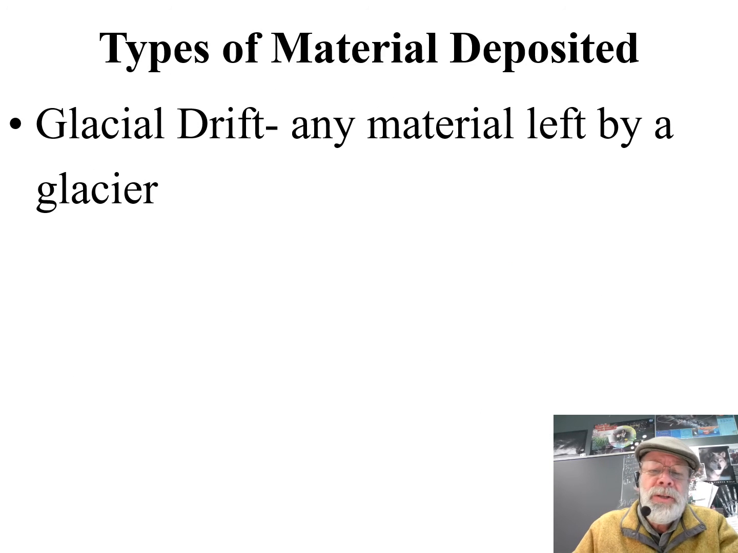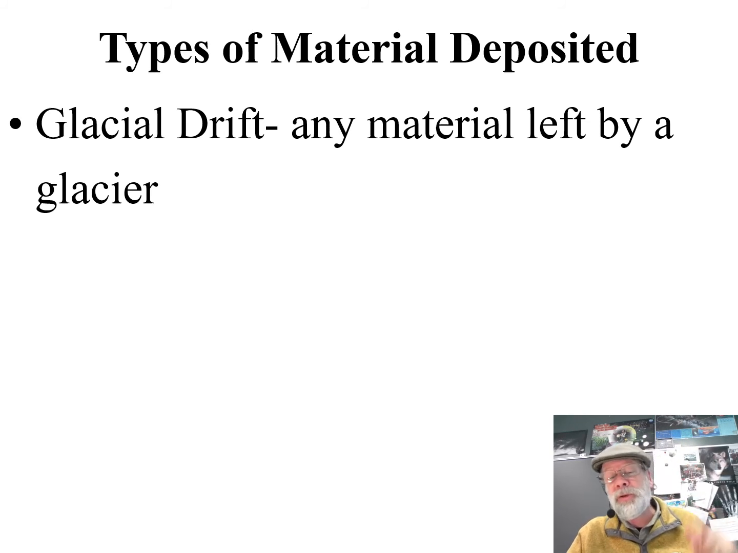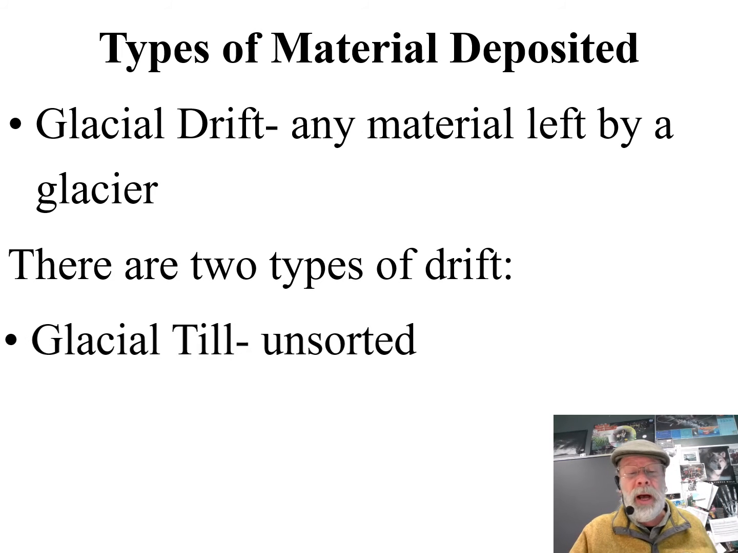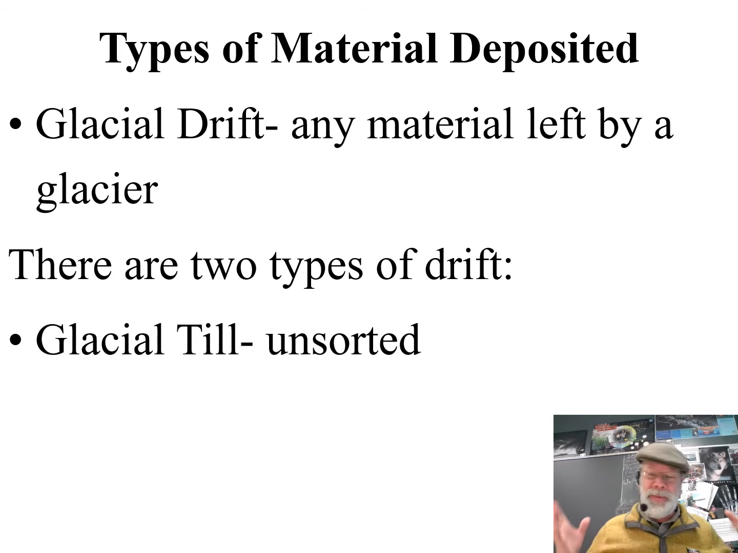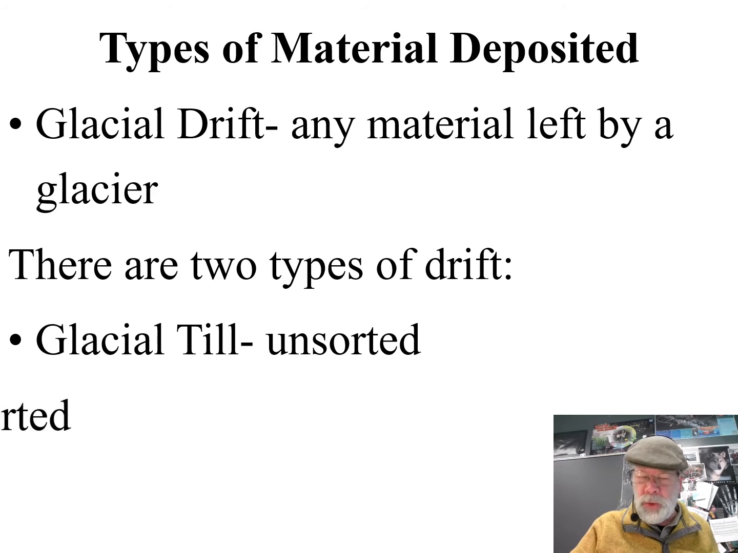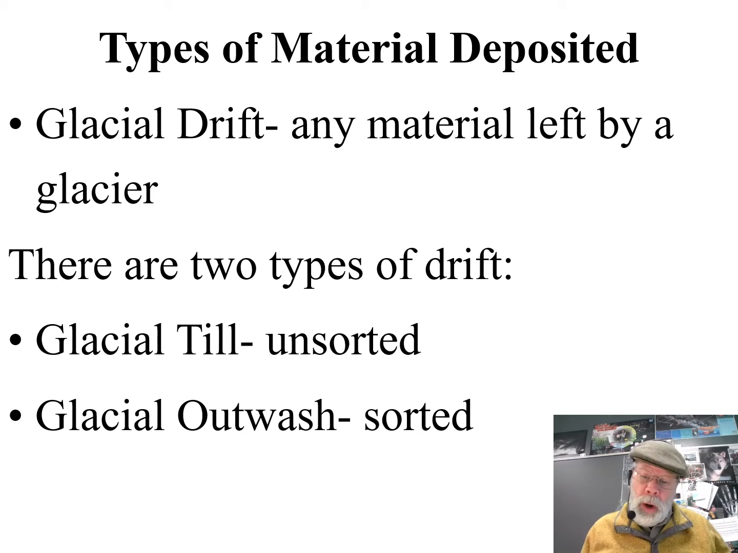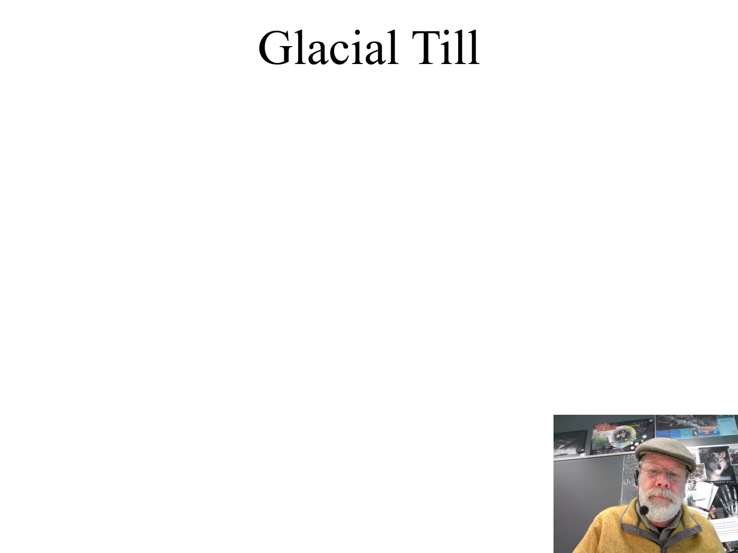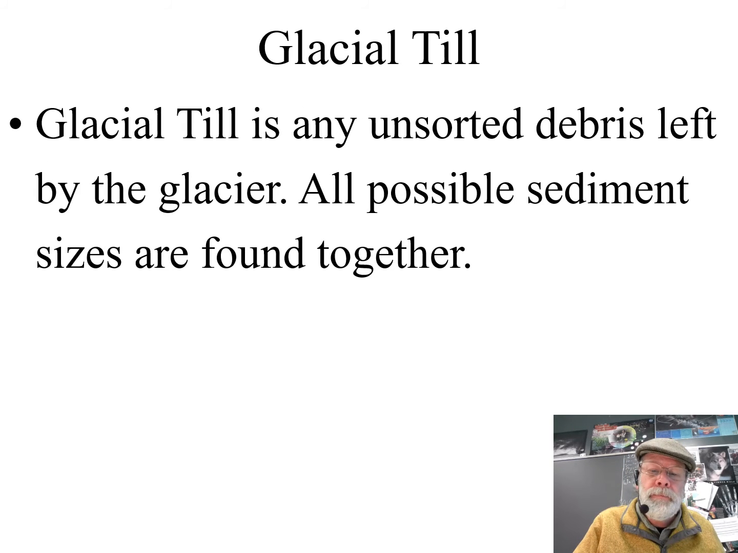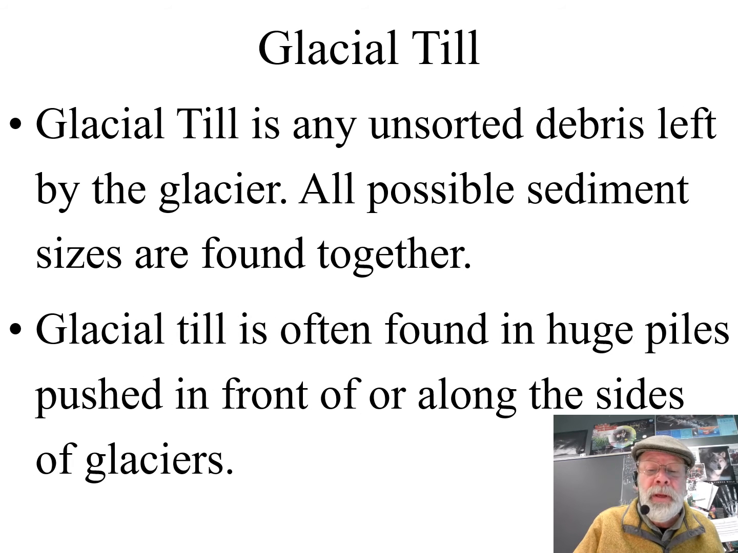So in terms of glaciers, the type of material deposited, any material left by the glacier we call glacial drift, and we have two kinds. The glacial till is just a big pile of glacier garbage. It's unsorted, but the glacial outwash, that was caught in like a stream, and it was sorted. So till, all sediment sizes found together, huge piles in front of or along the sides of glaciers.